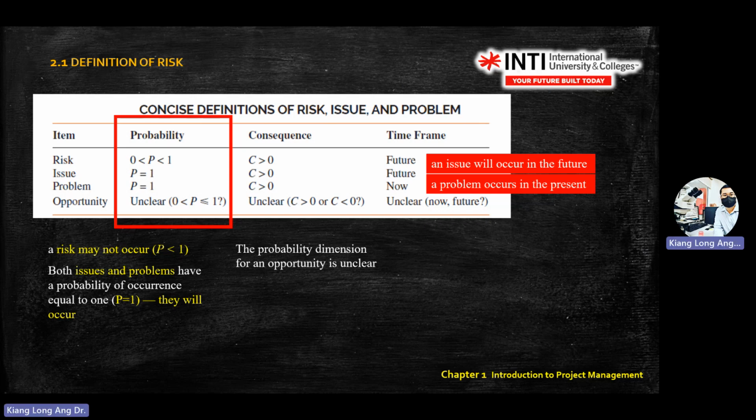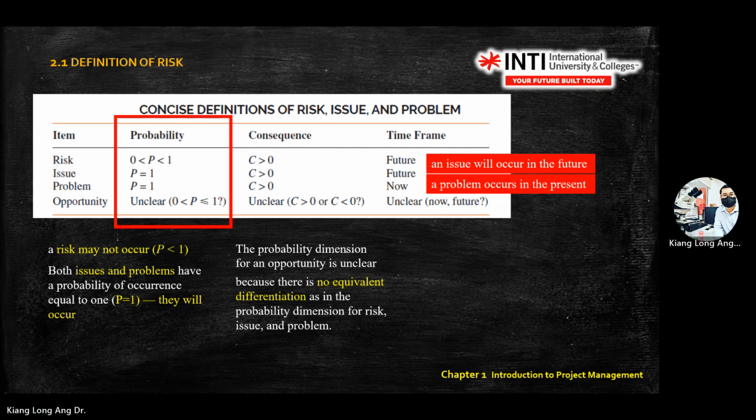Then for opportunity, the probability is unclear, unable to define whether it can happen or not happen. It is unsure. And also the time frame, you don't know whether in the future you have an opportunity or not. Opportunity here means it brings a benefit to the company.